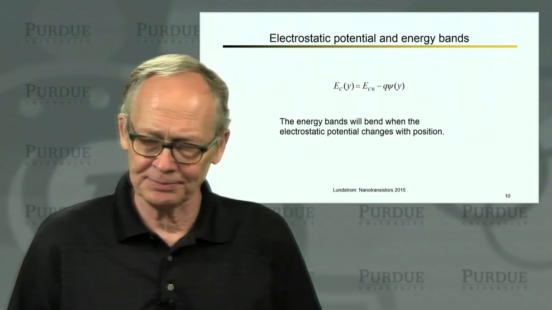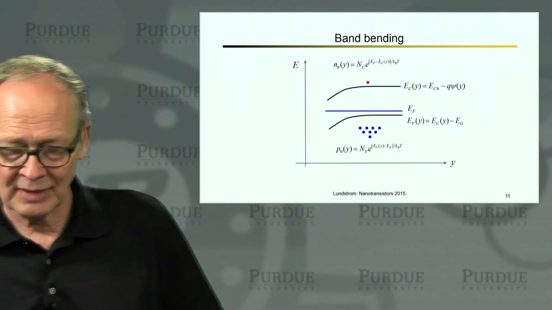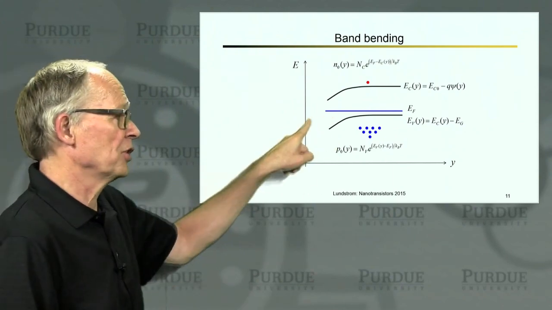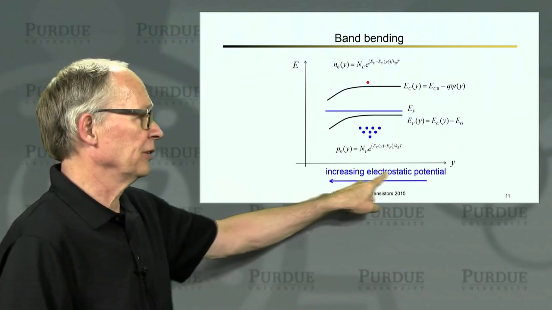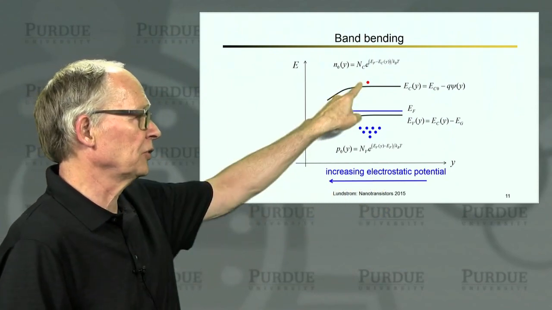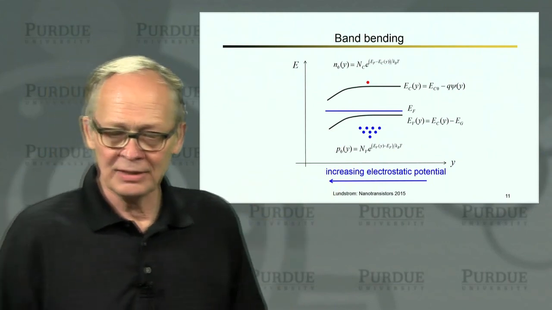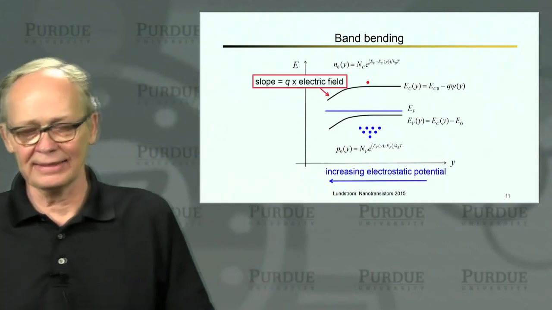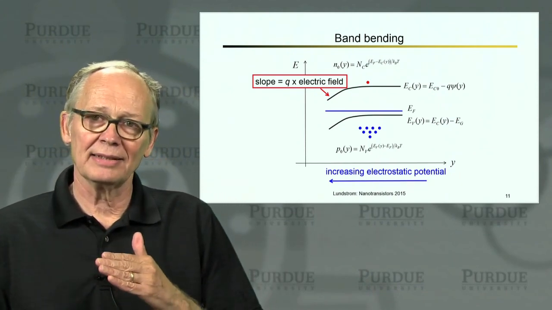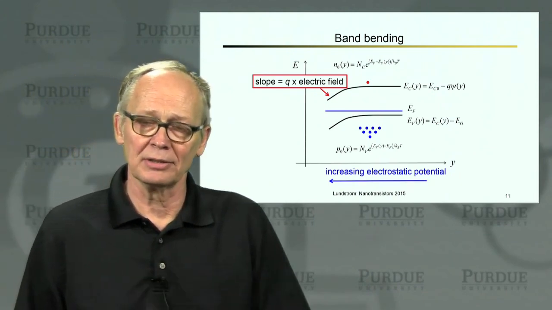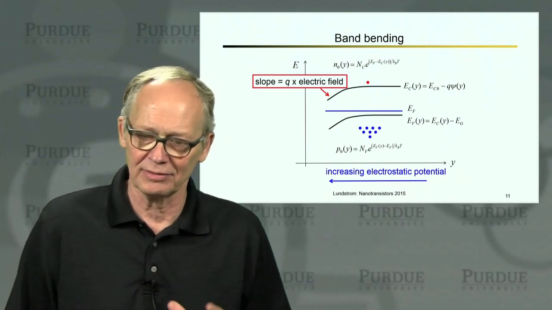So the energy bands are going to bend now because we have a non-uniform electrostatic potential in the semiconductor. Wherever this potential is positive, the bands will bend down. So then we'll sketch our energy band diagram easily. As the electrostatic potential increases as we go towards the surface, both the conduction band and the valence band bend down. So we have band bending like this. The slope of the energy band is Q times the electric field.